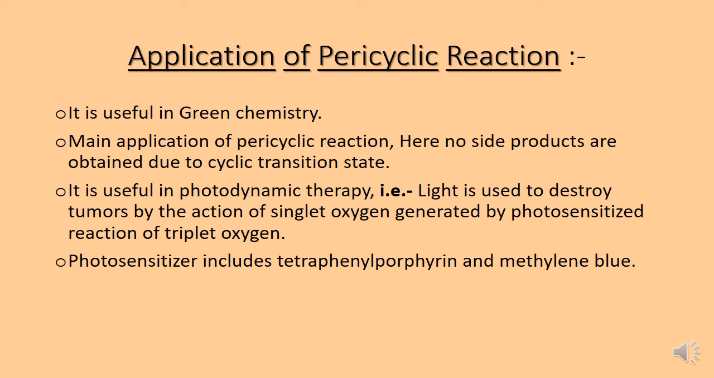It is useful in photodynamic therapy. Light is used to destroy tumors by the action of singlet oxygen generated by photosensitized reactions of triplet oxygen. Photosensitizers include tetraphenyl porphyrin and methylene blue. It is also useful in the photodegradation of many substances. Photodegradation means decomposition of various chemicals due to the presence of light. For example, medicine bottles are often made with darkened glass to prevent the drug from photodegradation.